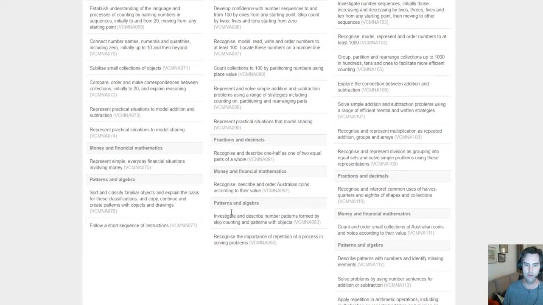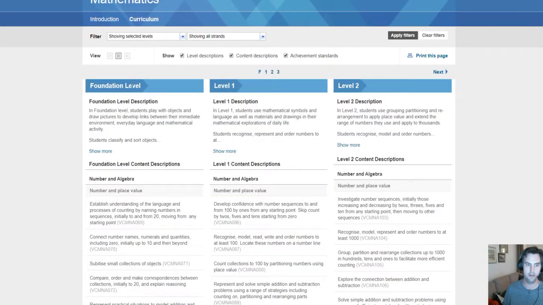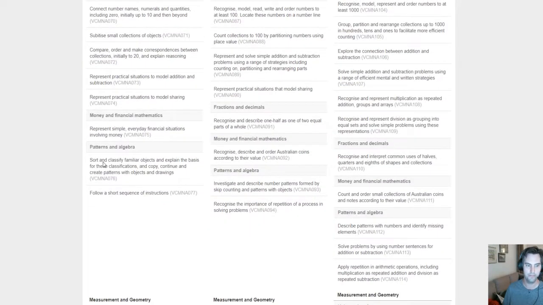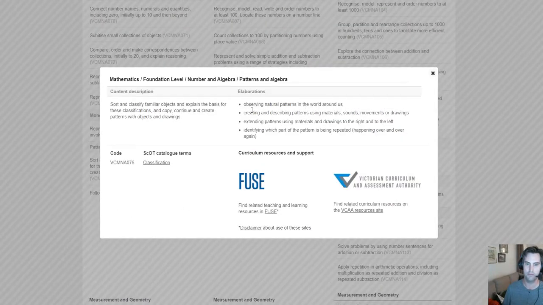So from here, we can actually look down here. It's all lovely and categorized for us. So let's just go through some of the learning goals that we have. So this is the foundation level stuff for the patterns. So sorting out and classifying familiar objects and explaining the basis for these classifications, and copy, continue, and create patterns with objects and drawings. So that's just basically really exposing them to the idea of a pattern. Very basic at that level, as you would imagine.